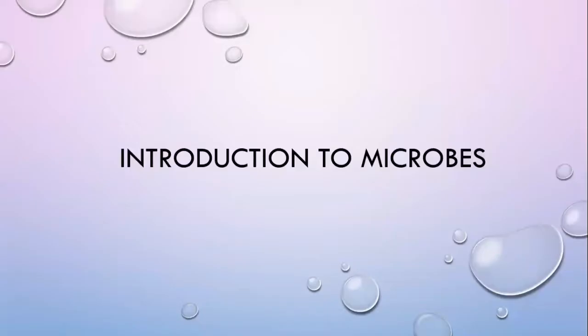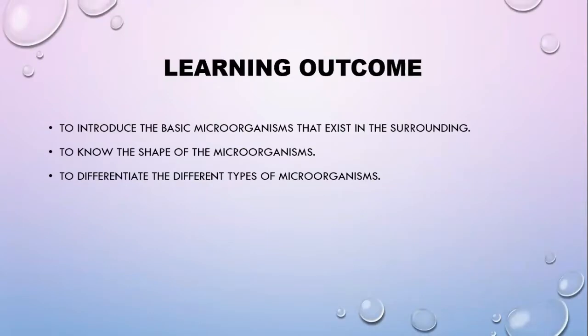Hello, hi. Today we are going to learn about the production of microbes, and in this topic, we are going to learn about the basic microorganisms that exist in the surroundings. We will know what kind of microbes exist around us, including on your skin, in your stomach, and also around you, such as on your table in the school, and you can also know the shape of microorganisms such as rod shape, coccus shape, and spiral shape.